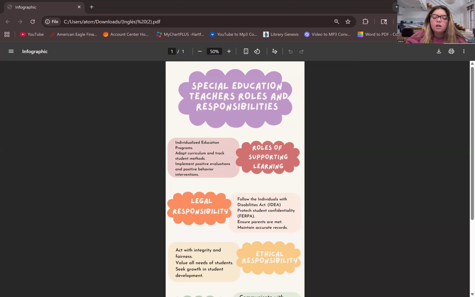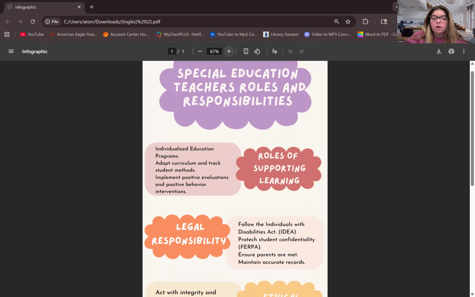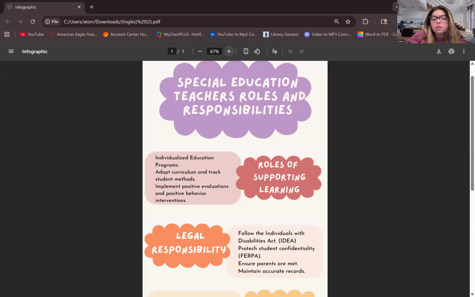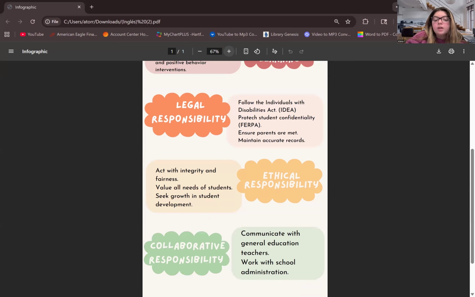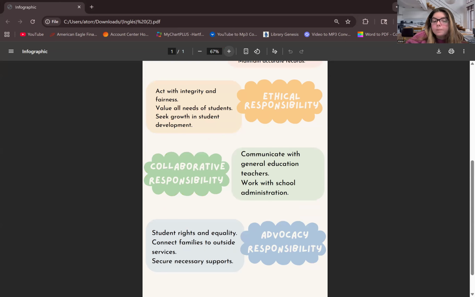Hi, my name is Alana Mercado, and today I will be sharing special education teacher roles and responsibilities, along with my goals of becoming a special education teacher and how I could support different students. So, I created this infographic. It talks about the roles of supporting learners, legal responsibilities, ethical responsibilities, collaborative and advocacy responsibilities.